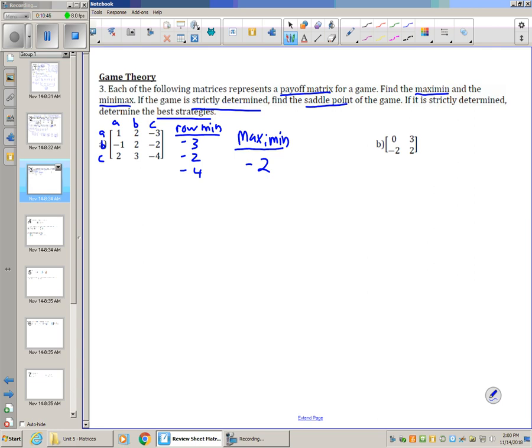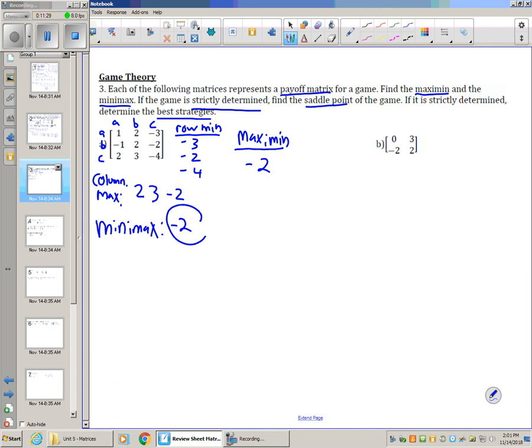Now vice versa, you want to do a column maximum, because that's going to be the worst case scenario for the person in the columns. In this case, your column maximums in column A is 2, in column B is 3, and in column C is -2. Now what you want to do is find the minimum of those maximum values, called the min-max, which in this case is -2. Of the worst case scenarios, that is the one where he would lose the least. In this case, for the person in the columns, he'd be gaining 2 pennies. That's what the negative means.